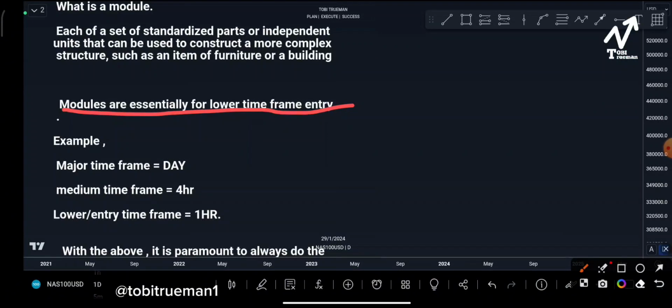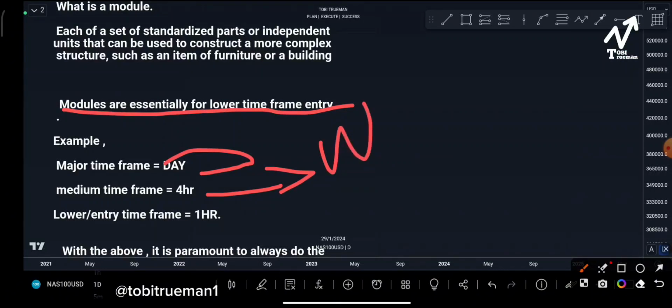The first is the medium time frame. The medium time frame for daily time frame is 4 hour. This 4 hour is also the lower time frame for weekly. The medium time frame for weekly is daily. The lower time frame for weekly is 4 hour, while the medium time frame for daily is 4 hour. Then the lower time frame, or you can say the entry time frame, for daily is just 1 hour. Hope that is not confusing, but as you get along more, you get used to it.